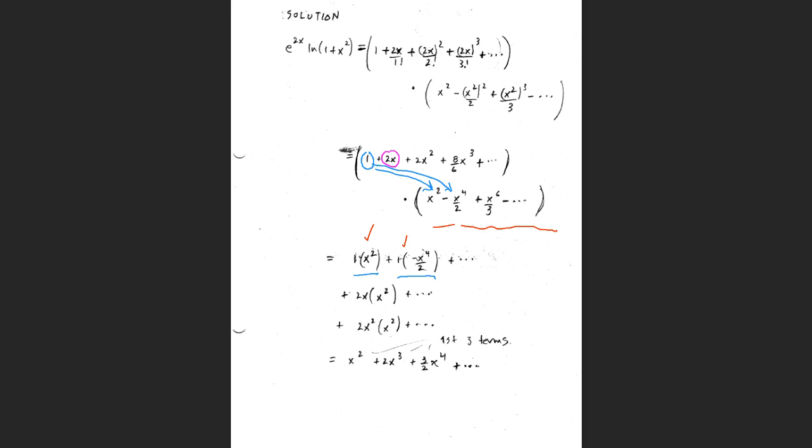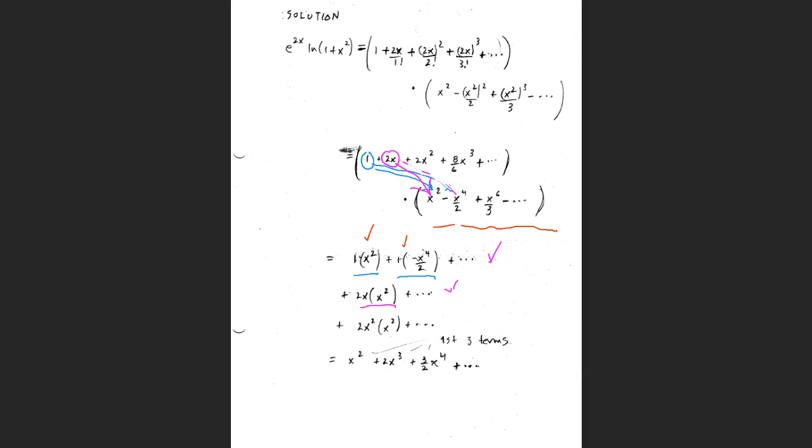So now the 2x, I'm going to take the 2x and multiply it by x squared. I'm not going to take the 2x and multiply by negative x to the 4th over 2, because that would give me a term of the 5th power, and I might not be including powers of the terms of 5th degree. So 2x times x squared gets me this. Notice I have plus dot dot dot. That means there are more terms, but those terms are of higher degree.